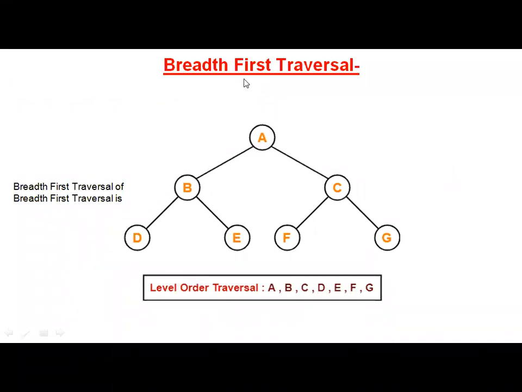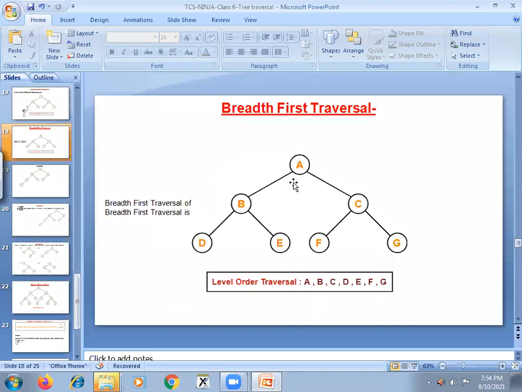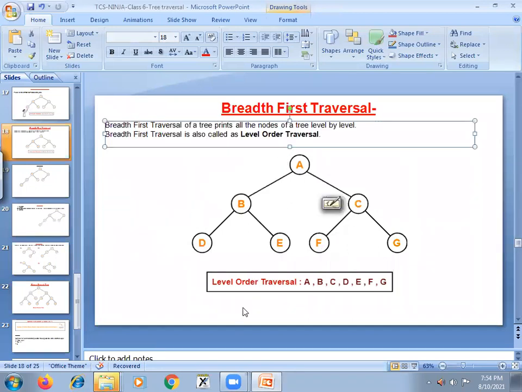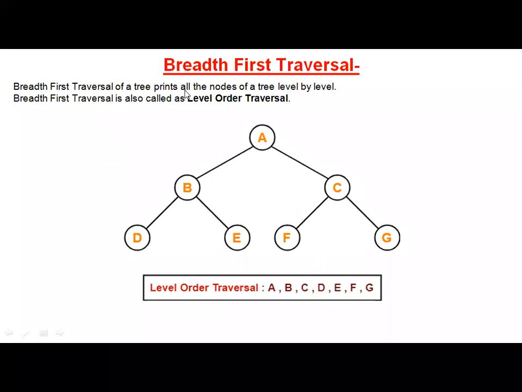Now breadth first traversal. This was all about depth first traversal. So how will the breadth first traversal technique work? Breadth first traversal of a tree prints all the nodes of a tree level by level. Breadth first, breadthwise. You are visiting the nodes breadthwise.